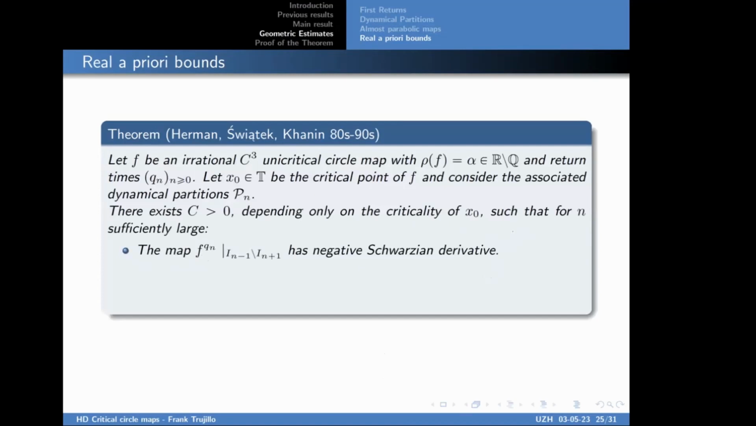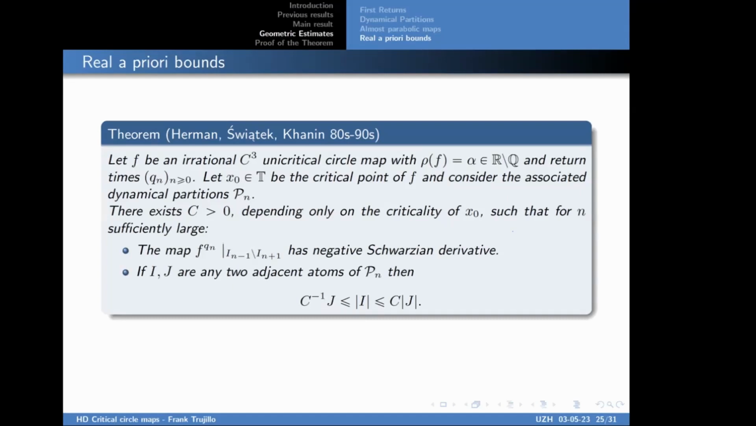This is due to the fact that I have a critical point, where my derivative gets close to 0. This leads to the fact that high iterates get negative Schwarzian derivative. And I also get some nice property that I need in my assumptions for the Yoccoz lemma, which is that adjacent intervals in the dynamical partitions have comparable lengths. So again, all of these are very well-known facts for critical circle maps, and it's very different from what you get in the case of circle diffeomorphisms.